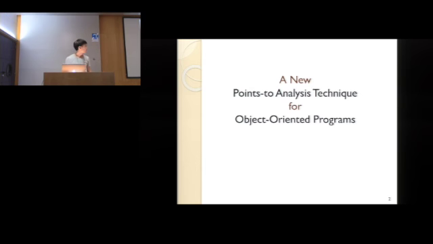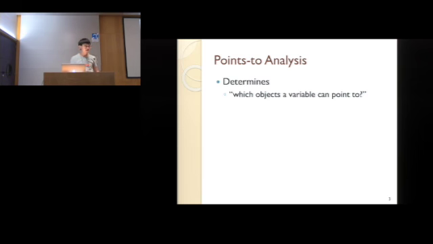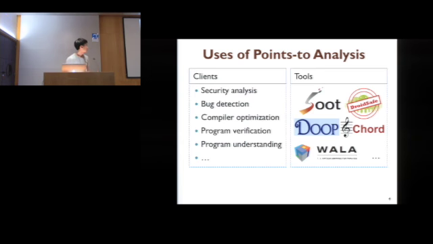In this work, we propose a new points-to analysis technique for object-oriented programs. Points-to analysis statically determines which objects a variable can point to. As a fundamental analysis, it is not only used by many clients, but also implemented by many analysis tools. But maybe the most common use of points-to analysis is to build call graphs.